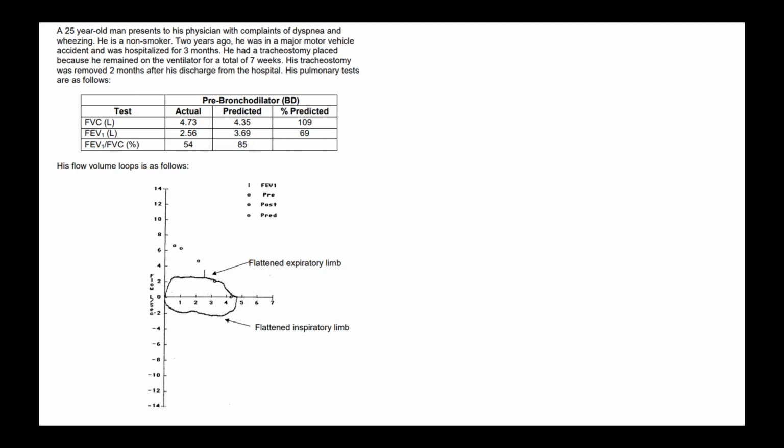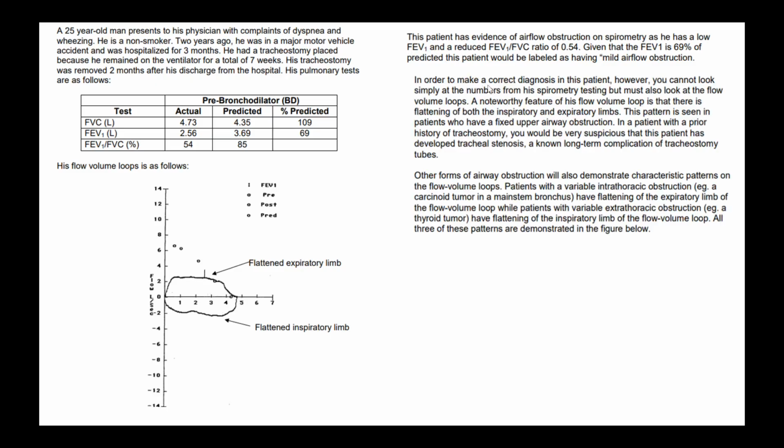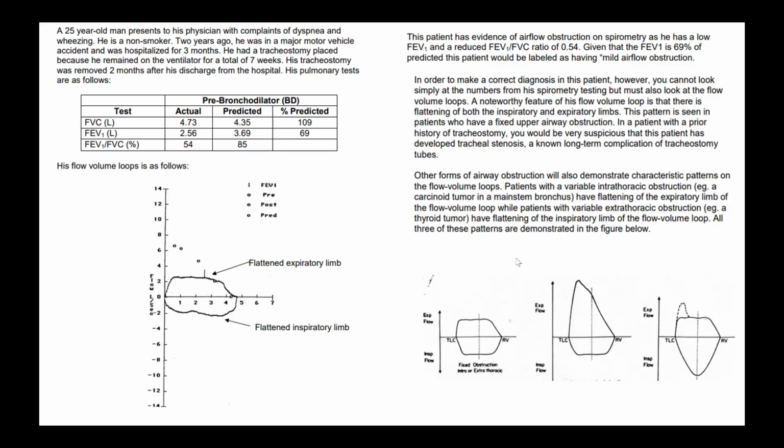What is the diagnosis? Fixed upper airway obstruction. Very good. So it is mainly by this that we have to make the diagnosis. The patient has evidence of airflow obstruction on spirometry, and he has a low FEV1 and reduced FEV1 ratio. Given that 69%, he would be labeled as having obstructive airway disease. But to make a correct diagnosis, we have to go to the flow volume loops. So based on the flow volume loop, what are these patterns? This is fixed obstruction. What is this and what is this?